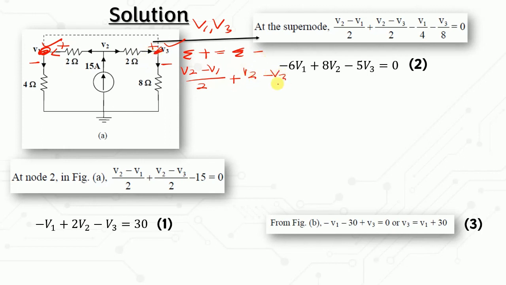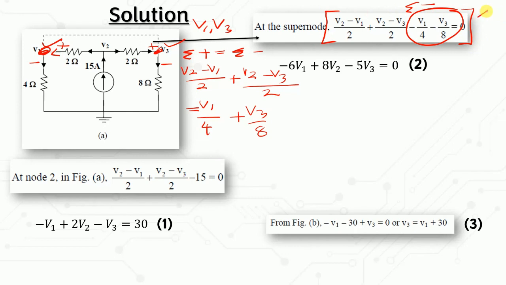V2 minus V3 over 2, equal to the negative current, which is this one, V1 over 4 plus V3 over 8. So all of this is negative because it is the negative current and you bring it to the other side. It's the same with this one. And then for this one, you need to simplify it, where you can just multiply it by 8. And then you will find that the equation is going to be this one.